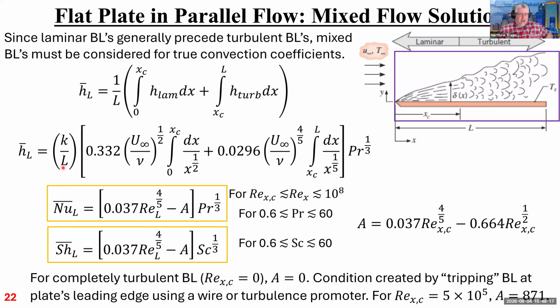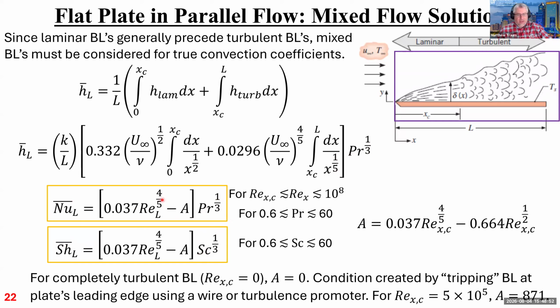k is constant, L is constant, the coefficients are constant, the free stream velocity is constant, the viscosity is constant. All that comes out, and what we're left with is just in the laminar part, dx over x to the 1/2, and in the turbulent part, dx over x to the 1/5. The whole thing gets multiplied by the Prandtl number to the 1/3 in the end. And the end result is this guy for the Nusselt number. And of course, once we've solved the heat transfer problem, we've solved the mass transfer problem. So the value is exactly the same for the Sherwood number, just with Prandtl number swapped out for Schmidt number.